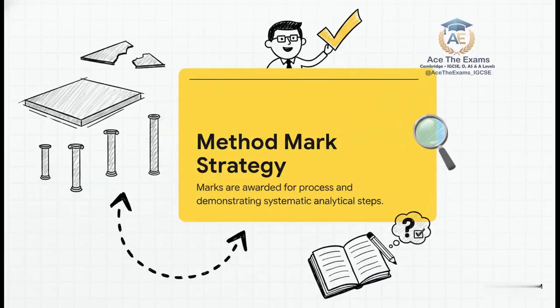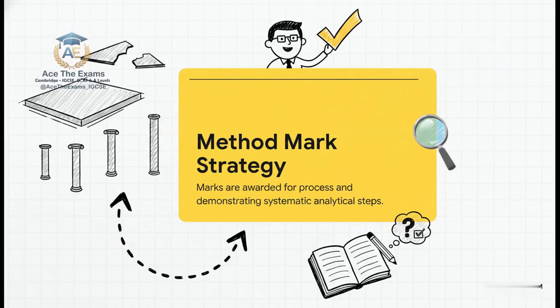Well, the ultimate solution here is a real game changer. It turns out examiners actively reward your underlying process. This is what we call the method mark strategy. When you're aiming for that 20 to 21 point very good mark band, your procedural framework is literally just as important as your final conclusion.